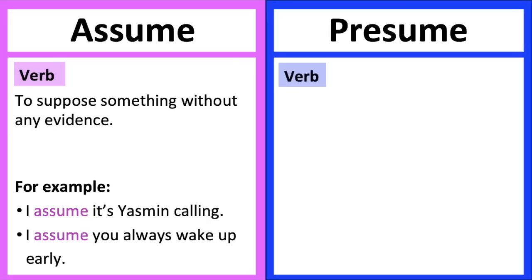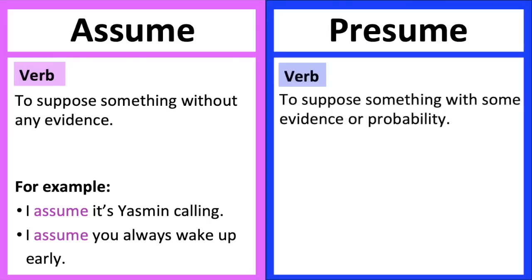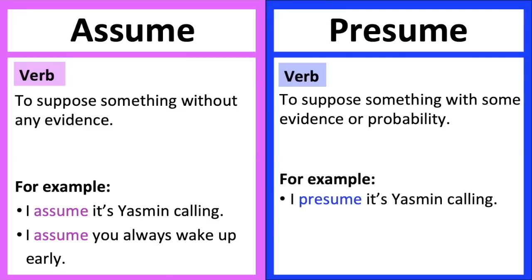Presume. Presume is a verb. It means to suppose something with some evidence or probability. For example, if my phone rings at 6 p.m. and I know that my cousin Yasmin rings me every day at 6 p.m., then I can presume that it will be her. So, I presume it's Yasmin calling. Another example is, I presume she's a teacher.